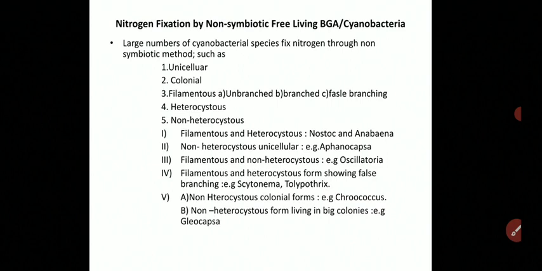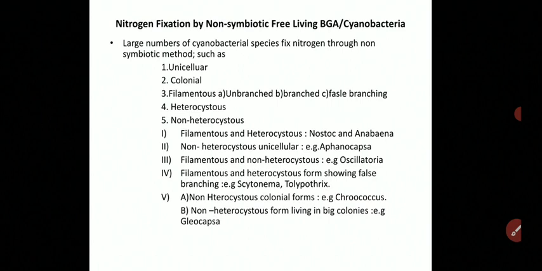Most of the species belong to Nostocales or Stigonematales. The most common examples are given below. First, filamentous and heterocystous, examples are Nostoc and Anabaena. Second, non-heterocystous unicellular, for example, Aphanocapsa. Third, filamentous and non-heterocystous, for example, Oscillatoria.